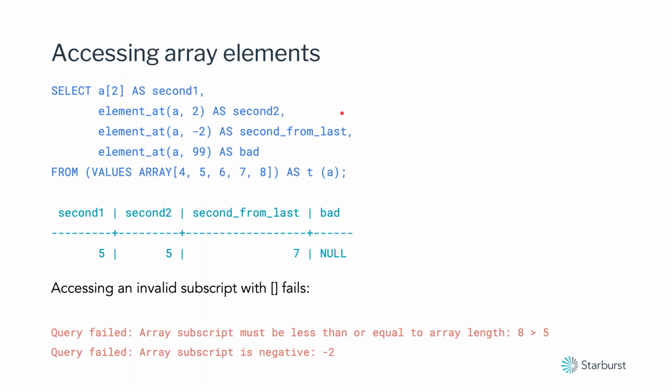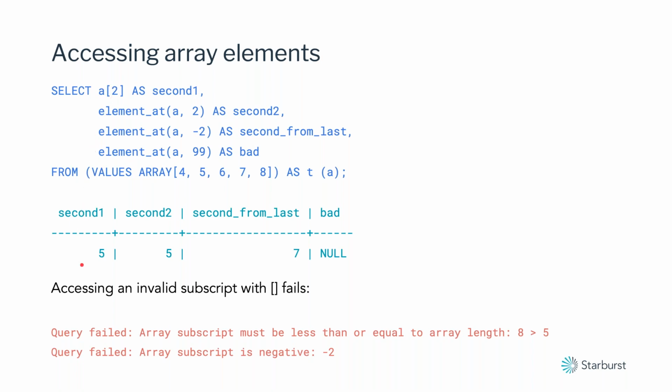So how do you access elements in an array? We've got an array with values 4, 5, 6, 7, 8, and we want to access the second element, which would be 5. We just use brackets with 2, and that gives us the second element.